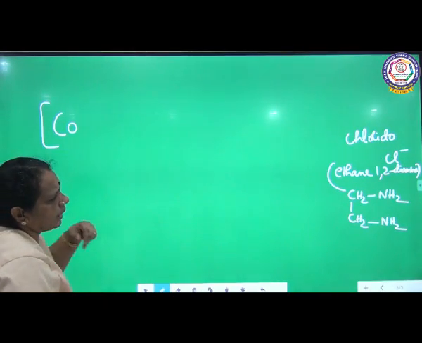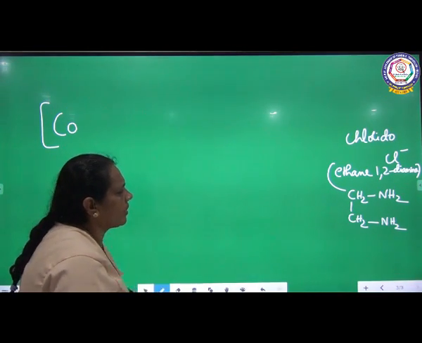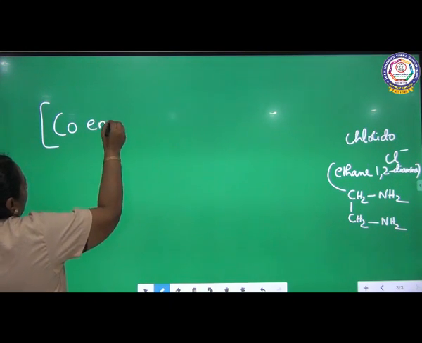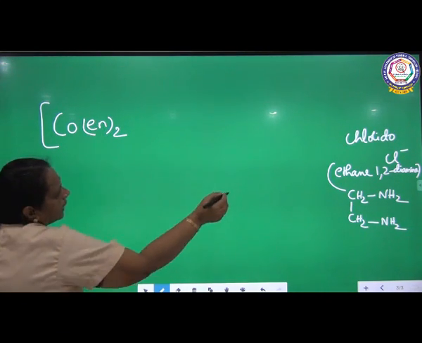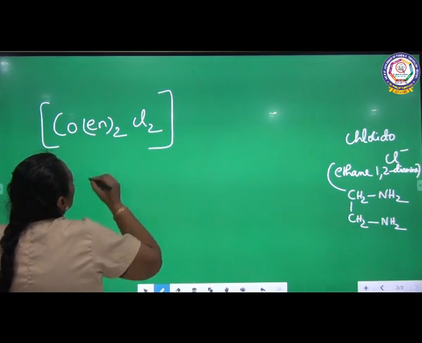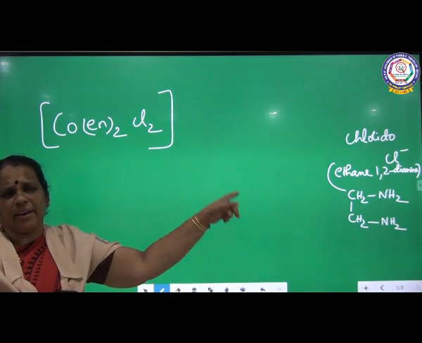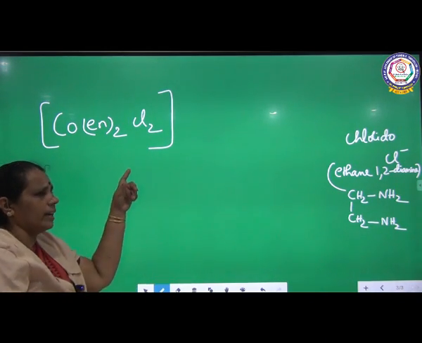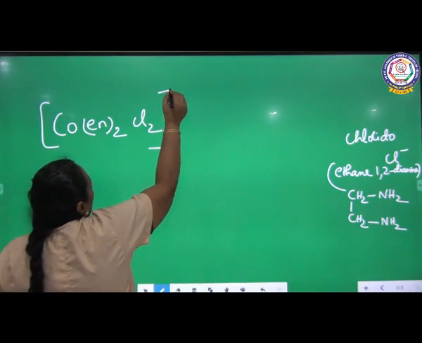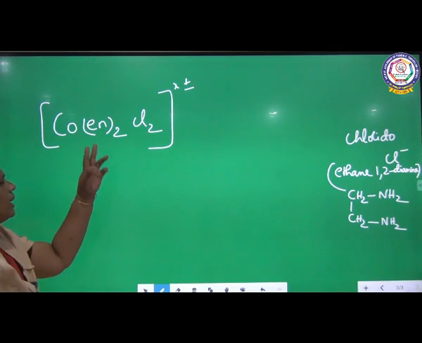Cobalt will be the central metal ion, and what are the ligands present here? There are two different ligands. So first preference is given to ethylene diamine, and we are going to use the abbreviated form, en. And what is the next one? Chlorido. Here the ending is given as ion, so definitely it should be a charged particle. We don't know whether it is positive or negative charge, so it will be x plus or minus. So we have to calculate x now.